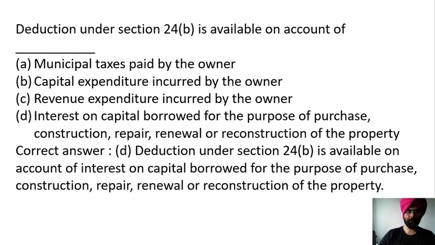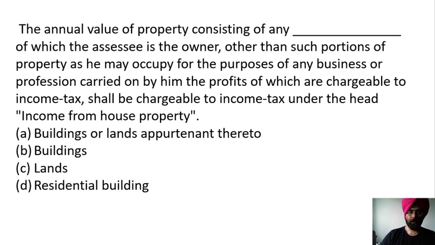So next question, the annual value of the property consisting of any dash of which the assessee is the owner, other than such portion of the property as he may occupy for the purpose of any business or profession carried on by him, the profit of which are chargeable to income tax, shall be chargeable to income tax under the head income from house property: building or land appertaining thereto, buildings, land, residential building. Which one is the correct answer?